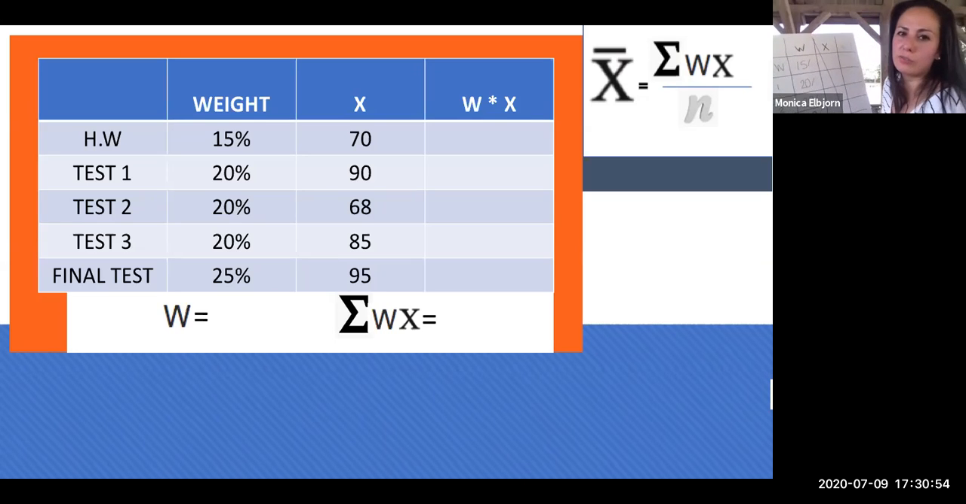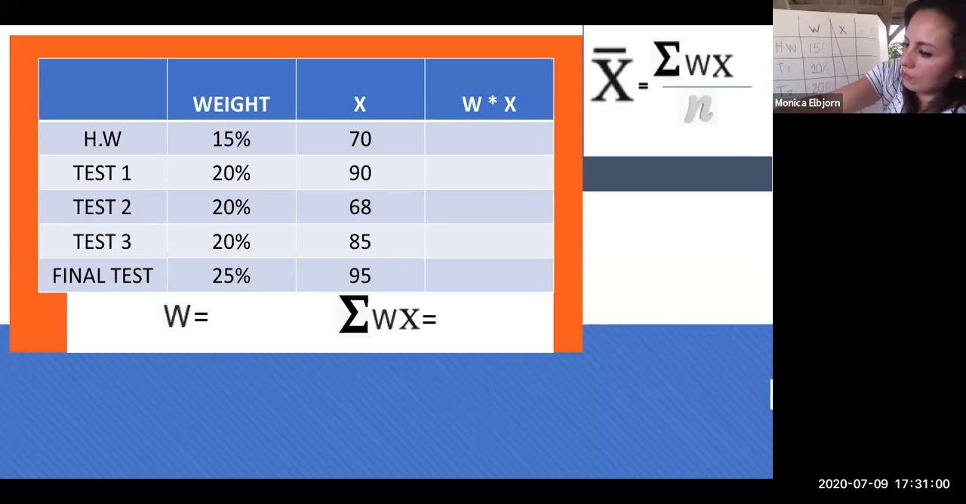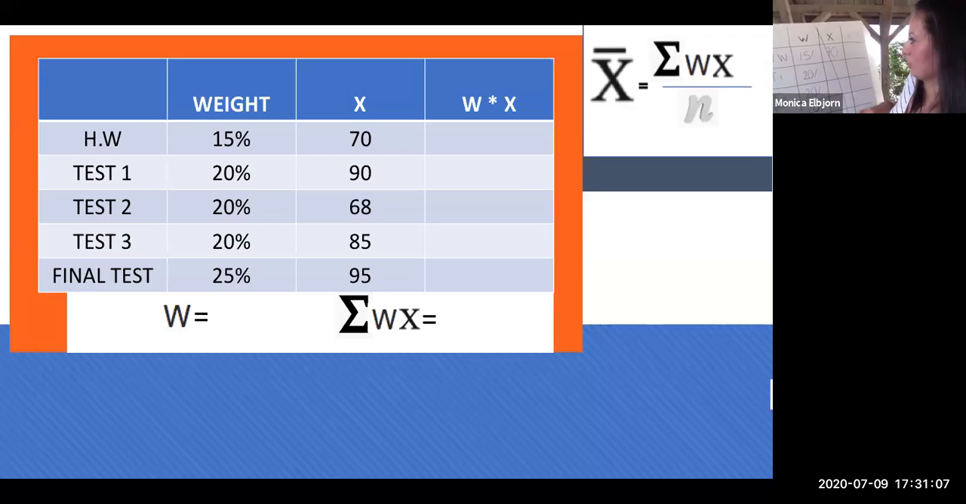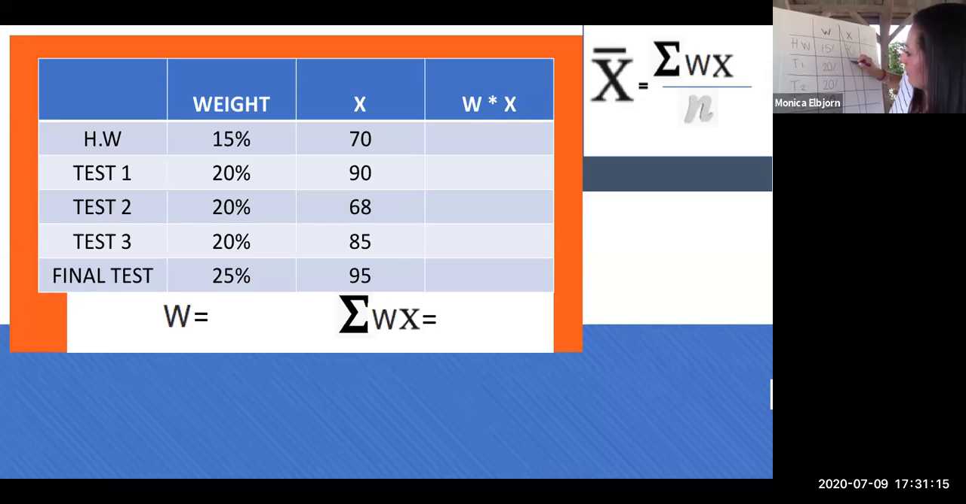So let's say on your first homework, you got a C, so you got a 70. Sorry about my crooked line, I was trying to make it fast. And then on your first test, you did pretty good, you did a 90. But then on your second test, you did a 68. And then your third test, you did 85. And then your final, you did a 95.